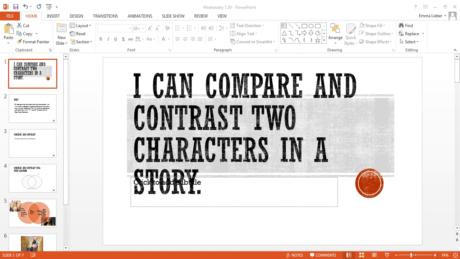Now that we've got the idea of compare and contrast in our head, Miss Holden is going to read the first two paragraphs of the Persephone story again, and while we're listening, let's really think about pulling out similarities and differences for Persephone and Hades.